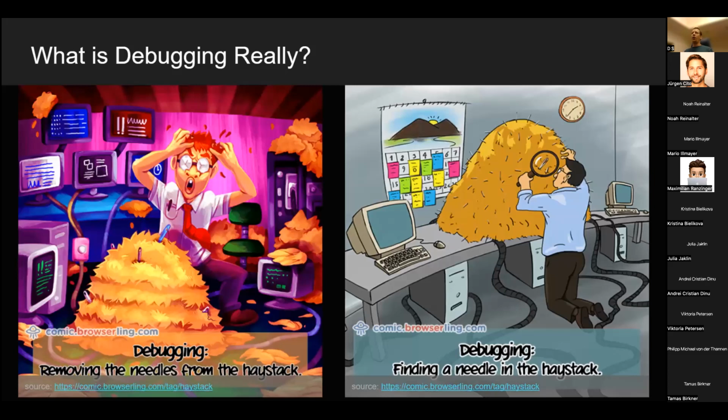Well, let's look at what debugging is and what a bug is. The way that I'd like to look at it is that a bug is a needle in a haystack. That's kind of what it is.